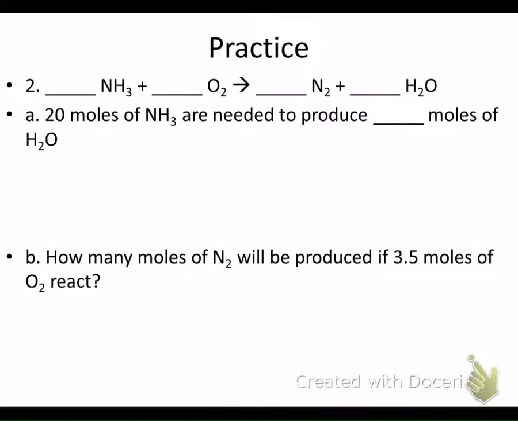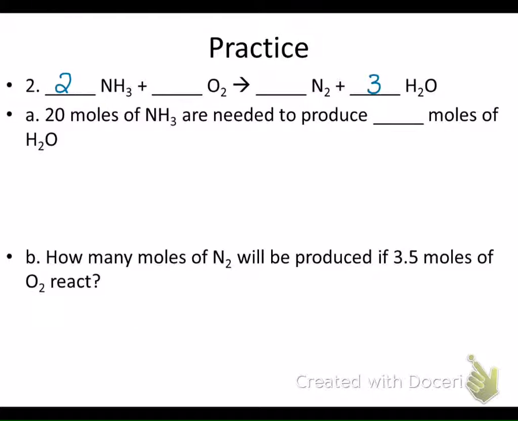Moving on to the next example, we now have the reaction between ammonia and oxygen to make nitrogen gas and water. To balance this one, when I start looking at it, I can see my nitrogens are not in balance, so I can go ahead and place a coefficient of 2 here. That gives me 6 hydrogen on the reactant side, so to take care of that on the product side, I'm going to place a coefficient of 3.